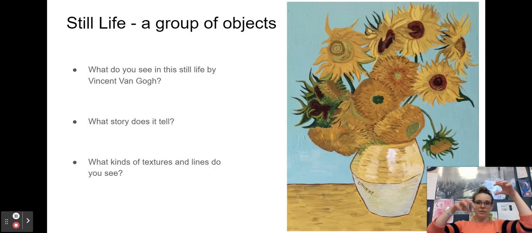Still life, a group of objects. What do you see in this still life? Did you do it? By Vincent van Gogh. What story do you think this still life tells? And what kind of textures and lines do you see?